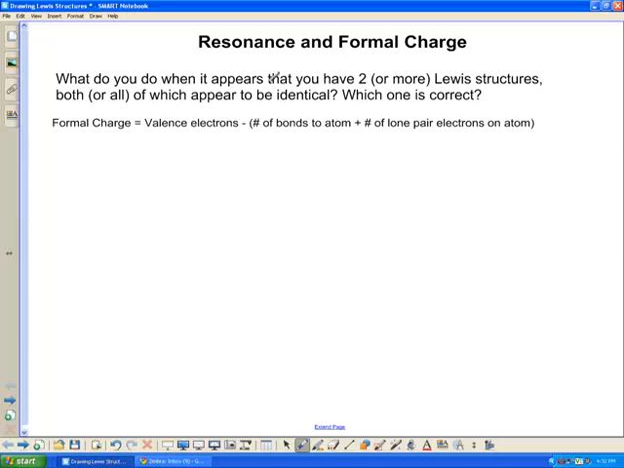what do you do when it appears that you have two or more Lewis structures, both or all of which appear to be identical? Which one of those is correct? Now, what do we mean by that? What we mean is, I'll just arbitrarily draw on the board. Now, what we really mean is, for example, the carbonate ion, CO3 2-. Alright?